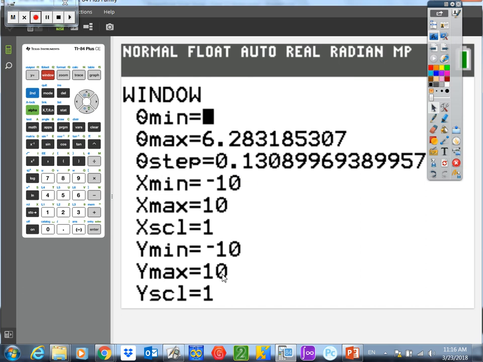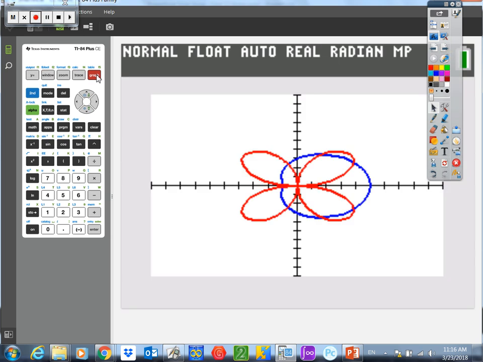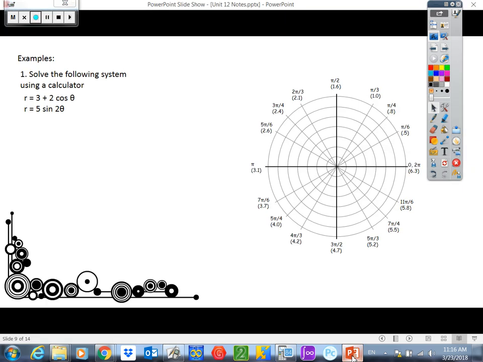Let's see what happens when we go with the -10, 10 window. So let's go ahead and graph. All right, so there are our graphs. We can see the rose, which was 5 sine 2 theta, here. And our other graph, the 3 plus 2 cosine, is in the blue. So we're going to take these figures and sketch them on our paper. Okay, let's go back to our paper and sketch them.